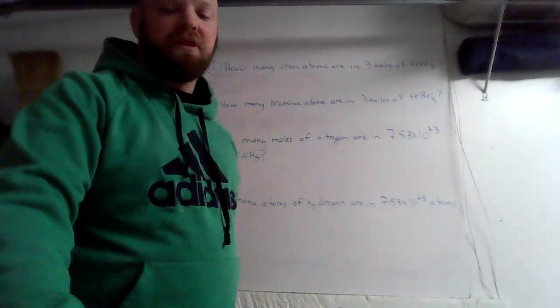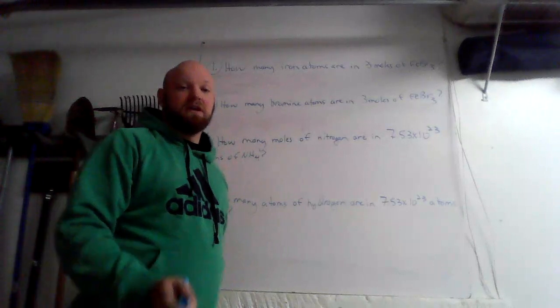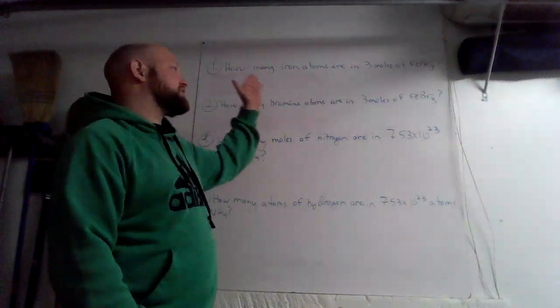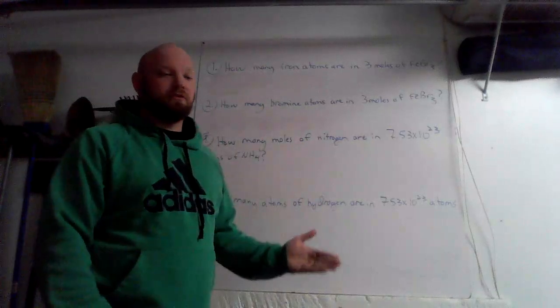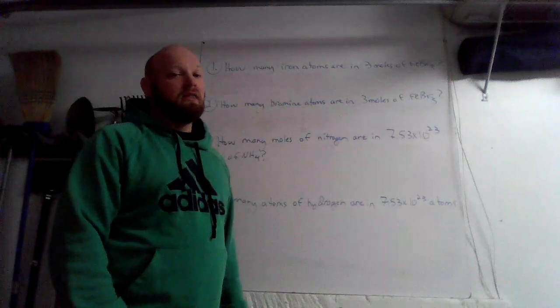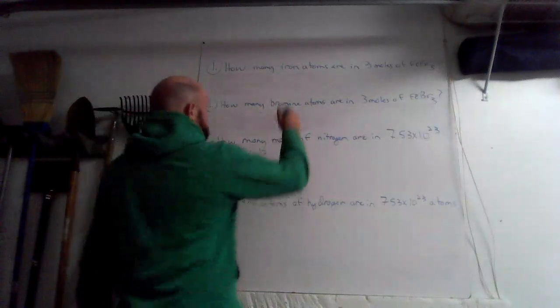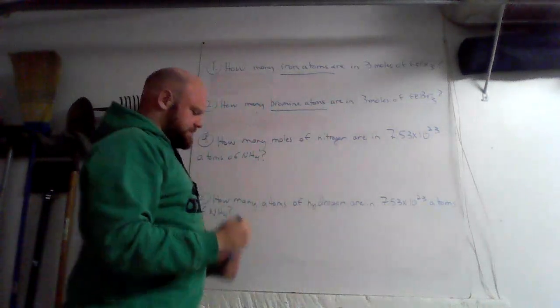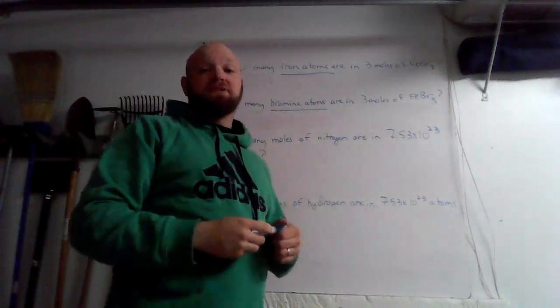So first step we need to look at is what are the differences. So the reason I put 1 and 2 together is if you read them, how many iron atoms are in 3 moles of iron 3 bromide, or FeBr3, and how many bromine atoms are in 3 moles of FeBr3, there's only one difference. This one says how many iron atoms, this one says how many bromine atoms. Okay? That's the only difference between the two of them.